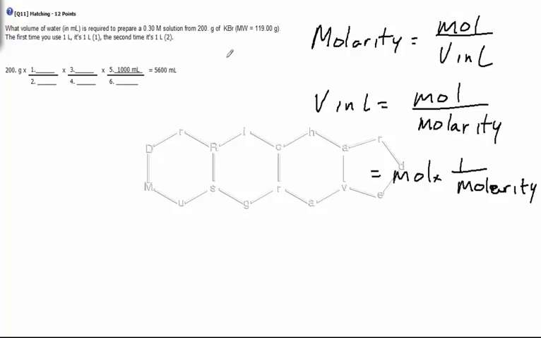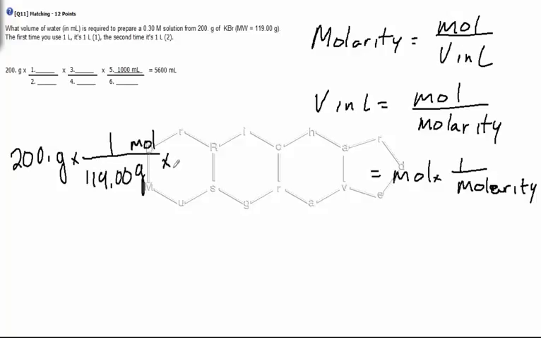Now here we're given grams, and as I've said in the past, if you've got grams, I think the first thing you want to do is try and find moles. Now remember, volume in litres is equal to moles over molarity, or moles times 1 over molarity, so we know we need moles, and we know we can get moles from grams. So that's why I would choose 200 grams as my starting point. Now I'll put grams on the bottom because I know I want to get rid of those, and I'll put moles on top because I know I need that. The relationship between moles and grams, 1 mole is equal to 119.00 grams.